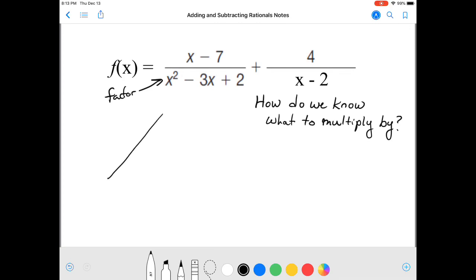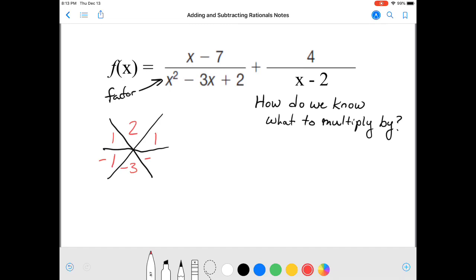We're going to use our snowflake method again. Draw our snowflake. Our a value is 1. Our b value is negative 3. And our a value times our c value is 2. Now, because the top number is positive and the bottom number is negative, that tells us that both of our factors are negative, because two negatives multiplied together make a positive.